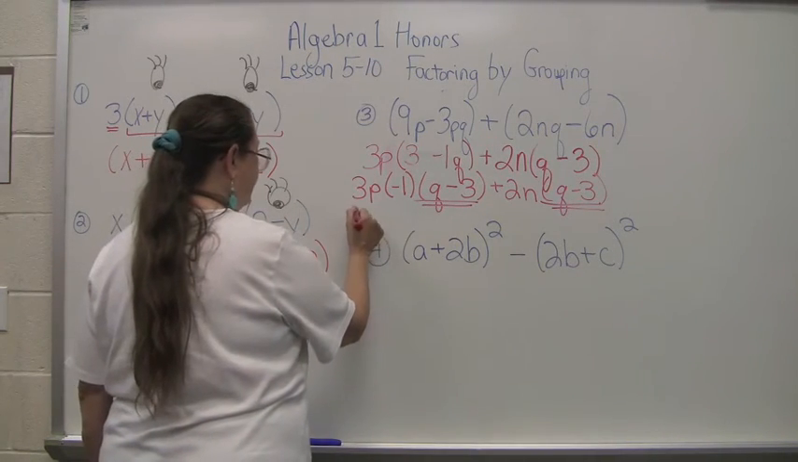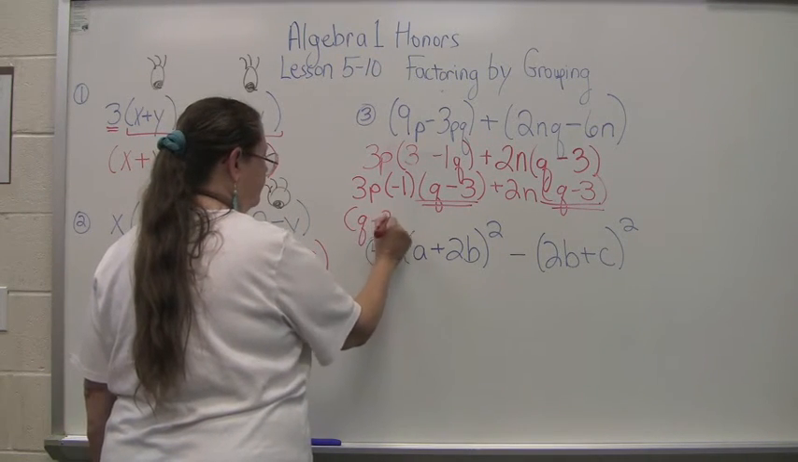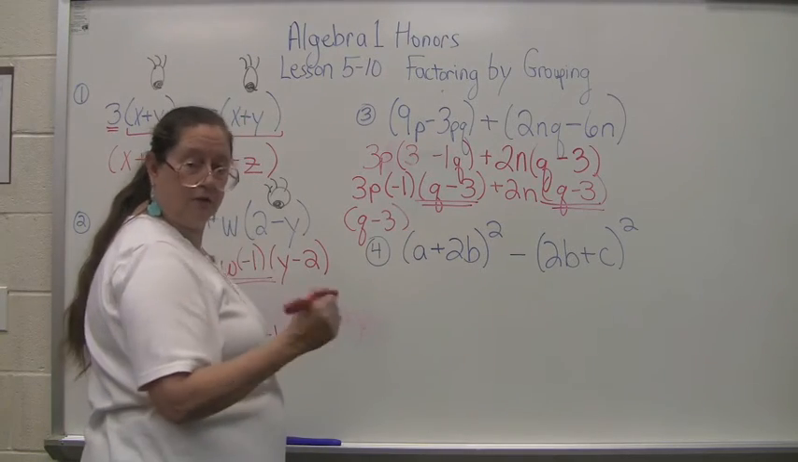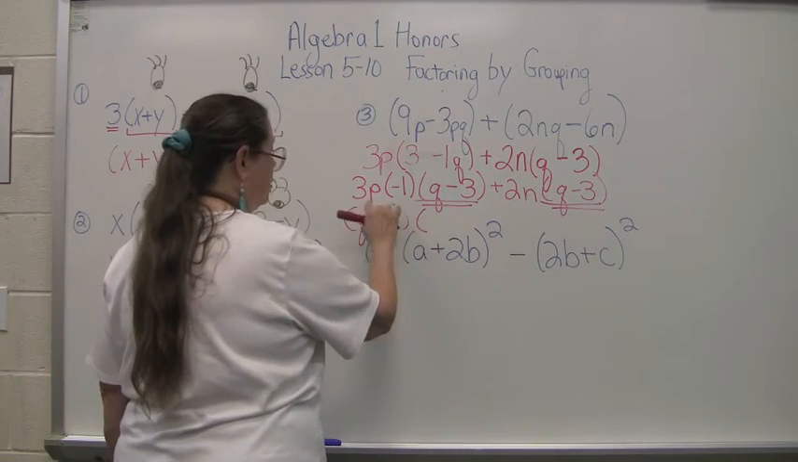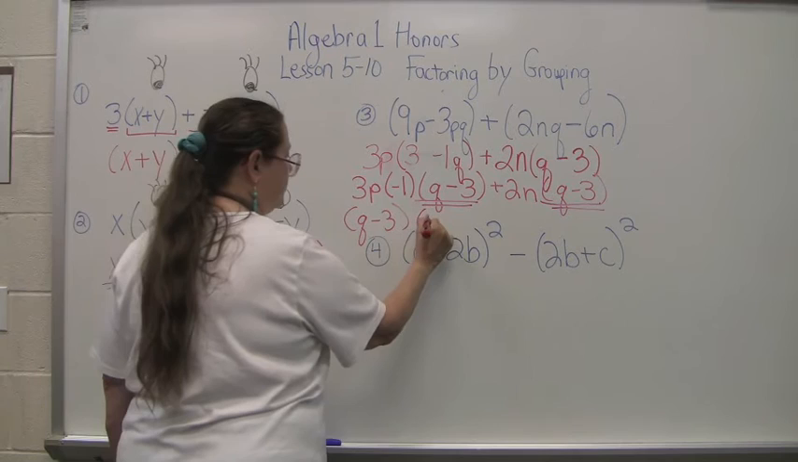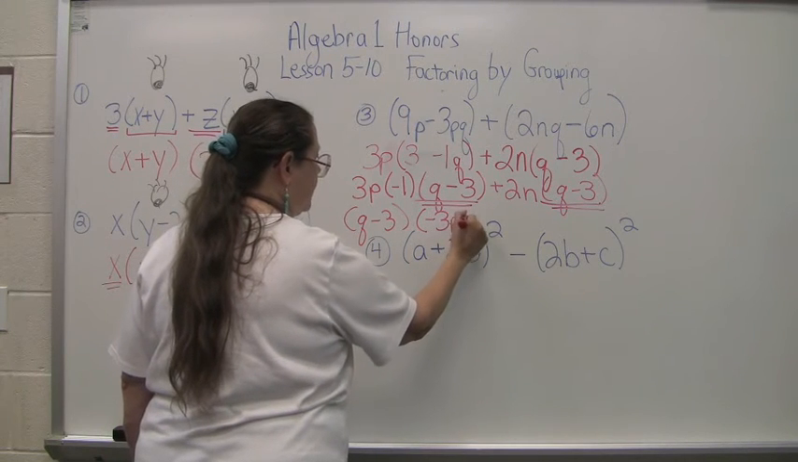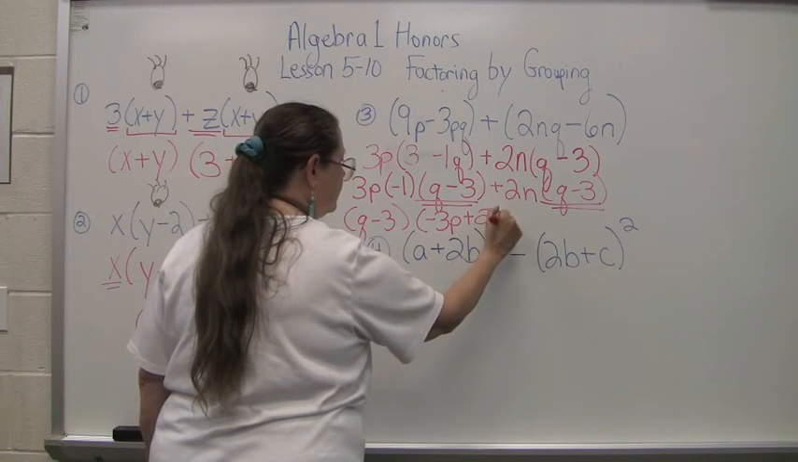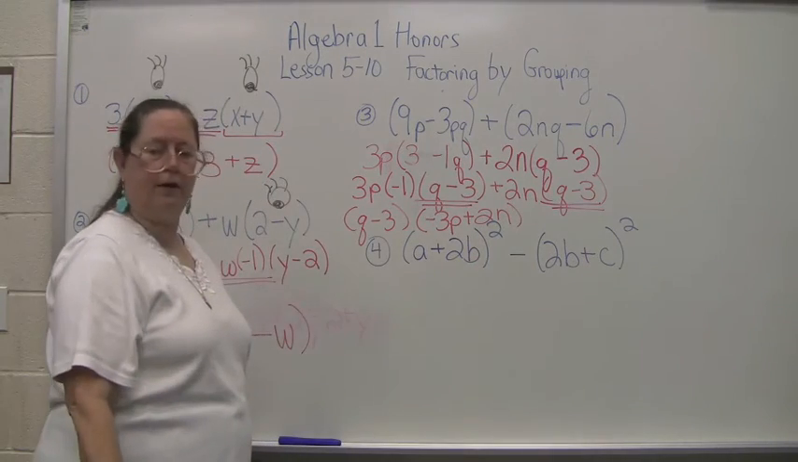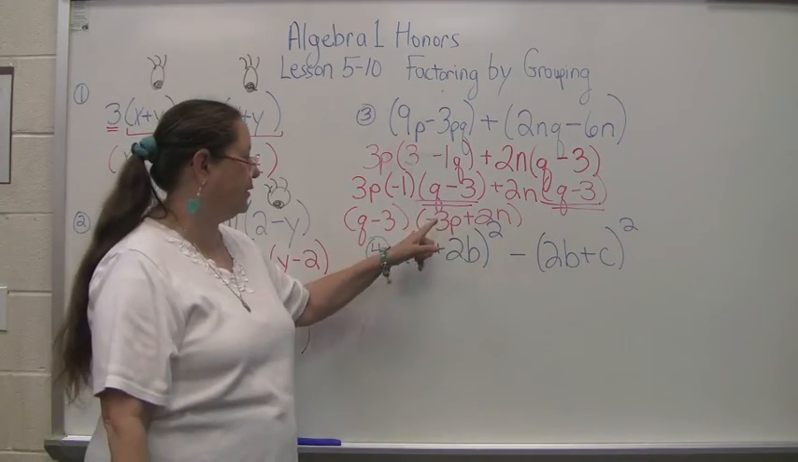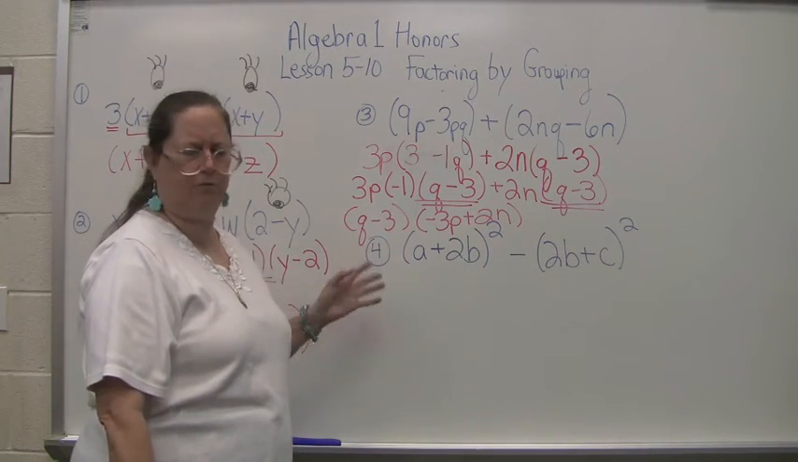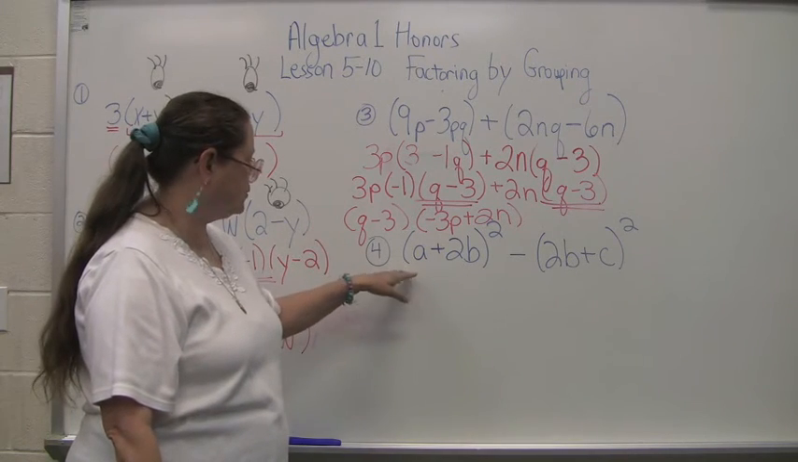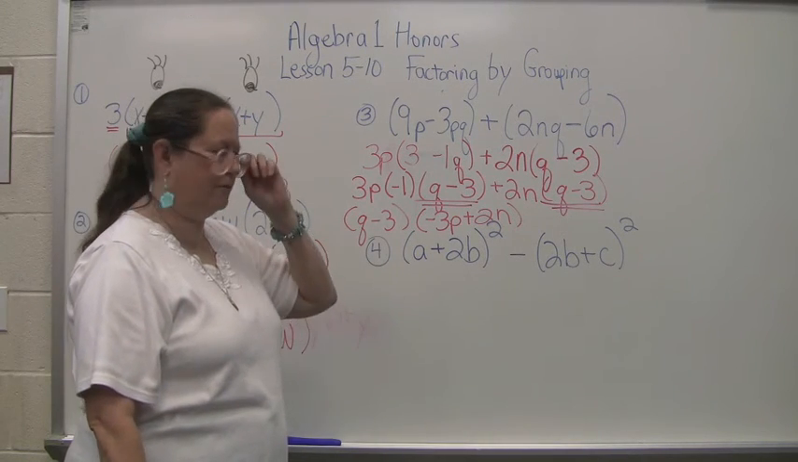So I'm going to pull out the q minus 3, and then what's left goes in another set of parentheses. Well, what's left is minus 3p plus 2n. Okay? And you might write this as 2n minus 3p. Same difference. Okay? Now let's look at this one. Number 4 is a little bit different.